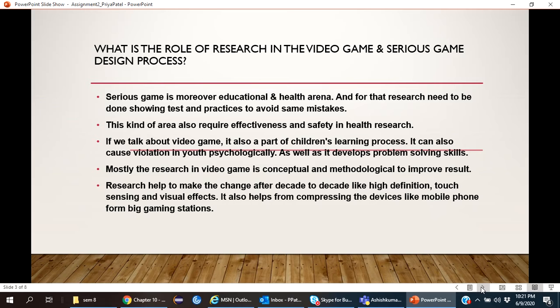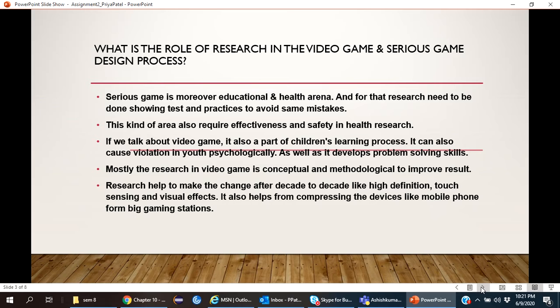If we talk about video games, they are also a part of children's learning process. It can also cause violence in children psychologically, as well as develop problem-solving skills, so it is also an advantage. Mostly the research in video games is conceptual and mathematical, to improve the results.